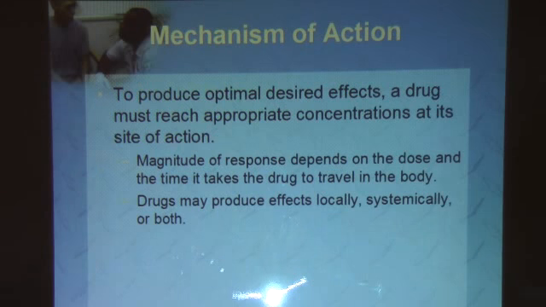That's its mechanism of action. To produce the optimal desired therapeutic effect, a drug must reach appropriate concentrations at its site of action. Molecules of the chemical compound must proceed from the point of entry into the body to the tissues where they react. The magnitude of the response depends on the dose and the time it takes for the drug to travel in the body. Drugs may produce their effects locally, systemically, or both.